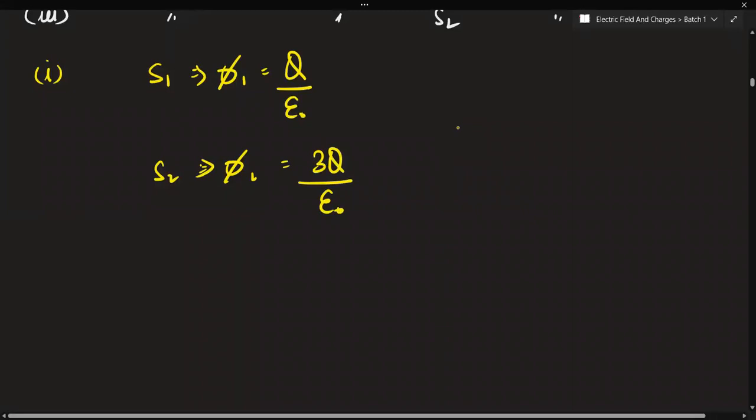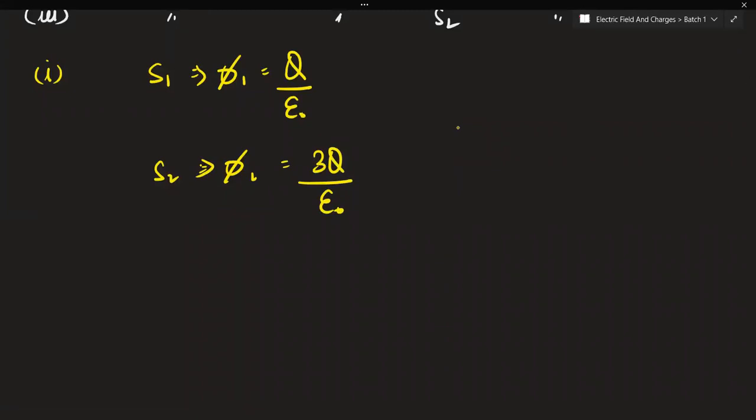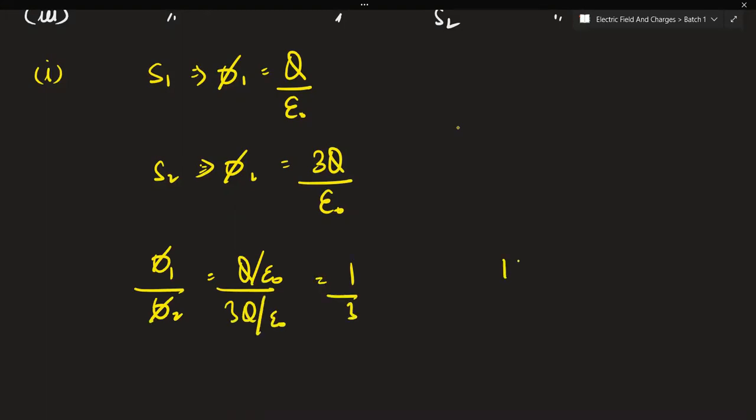No, ma'am. Okay, so flux through S2 is 3Q by epsilon naught. Now take the ratio, phi1 by phi2. So Q by epsilon naught, then 3Q by epsilon naught. Ratio will be 1 by 3, 1:3. Second part says, if a medium of dielectric constant K is introduced, then what will be the difference in the flux in S1? That is the second part, and S2, that is the third part.